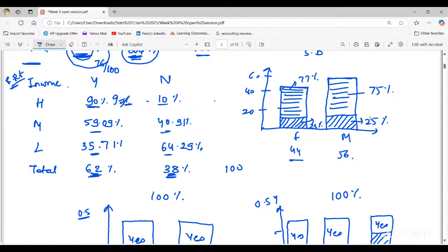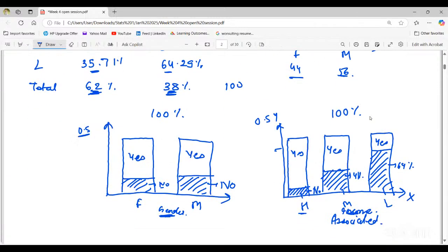Is it? Yes, ma'am. This is like 44, right? This is 44 and this is 56. So we are having a height difference between the bars, correct? But if you see here, is there any difference in the height? No, that's the thing.